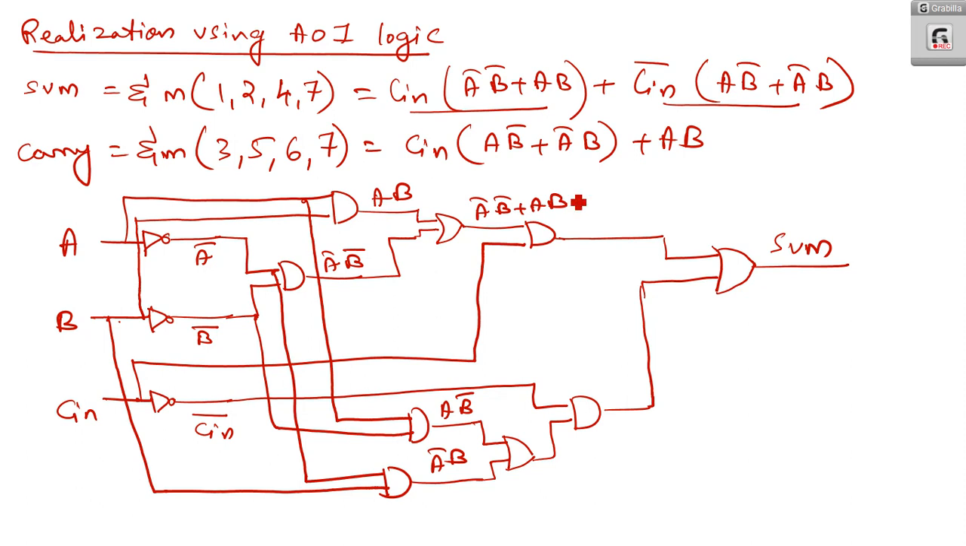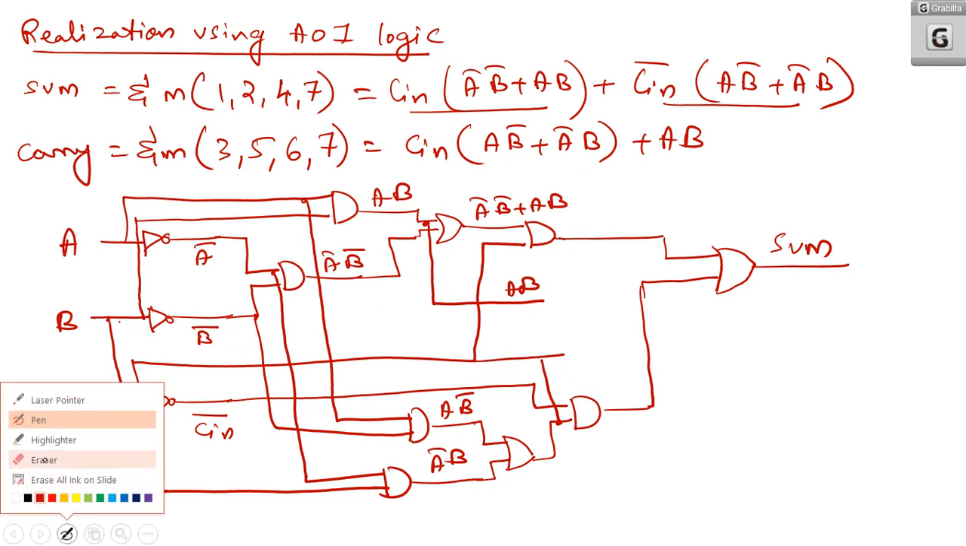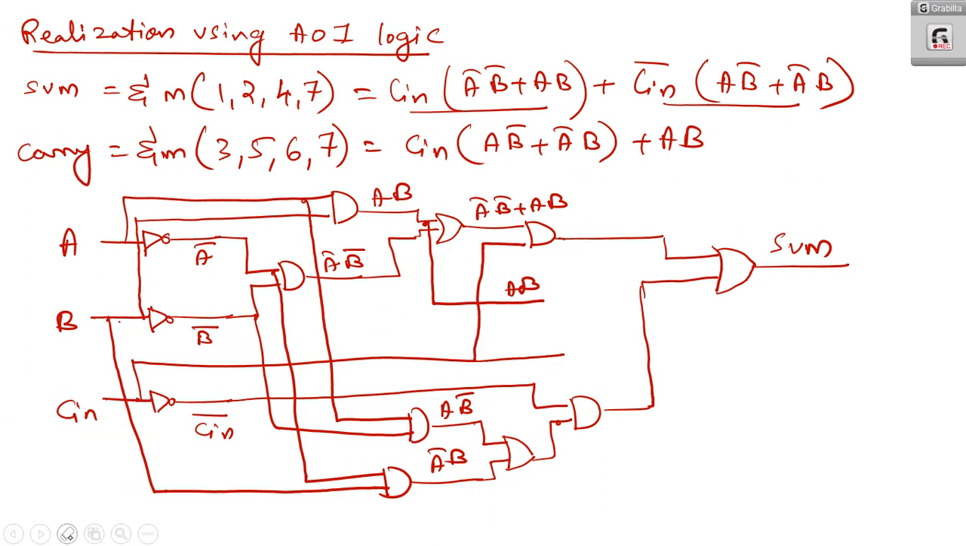Now, what is carry? Carry is AB bar or AB. AB bar or AB is already here. Then AB. Whether AB is there. Yeah. So this is AB. So AB is already here. Now that is AB bar or A bar B, and with Cin. So Cin is here. I am ANDing it with Cin.